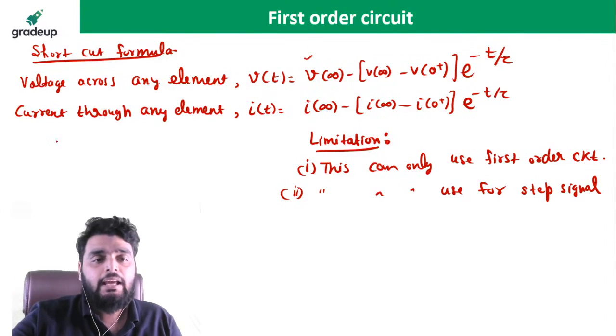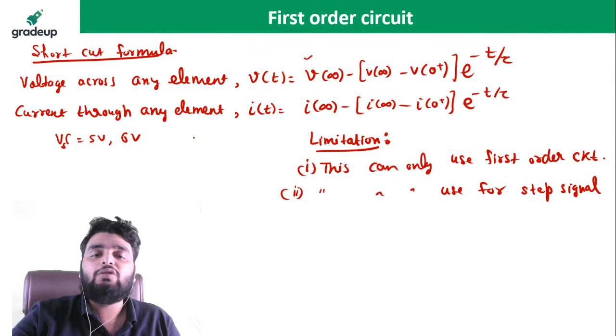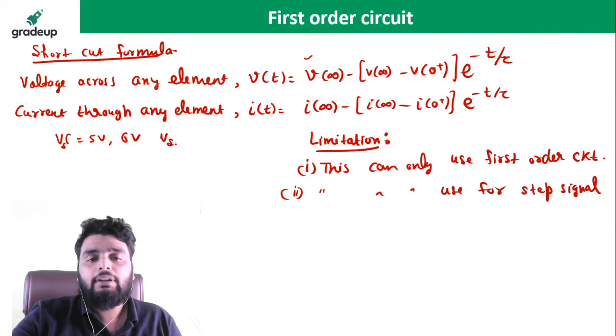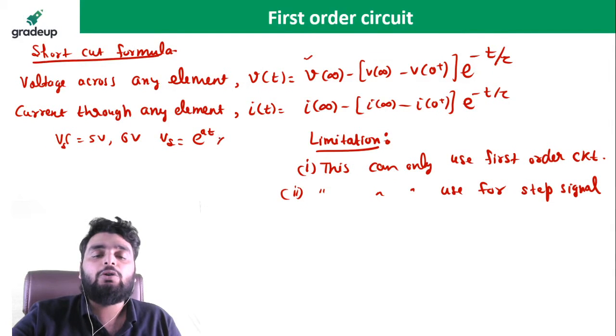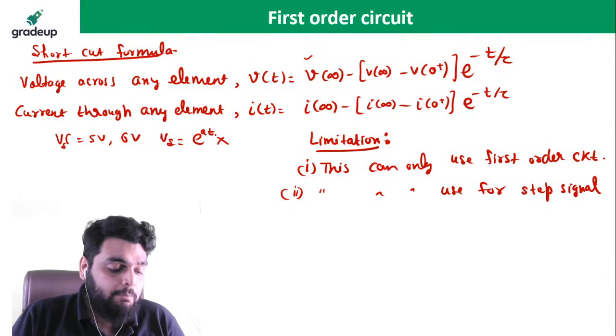For example, if the voltage source is 5 volt or 6 volt, I can use this particular equation. But if the voltage source is like this, e raised to power 80, then I cannot use this particular equation. Remember this point. Okay, very much important.